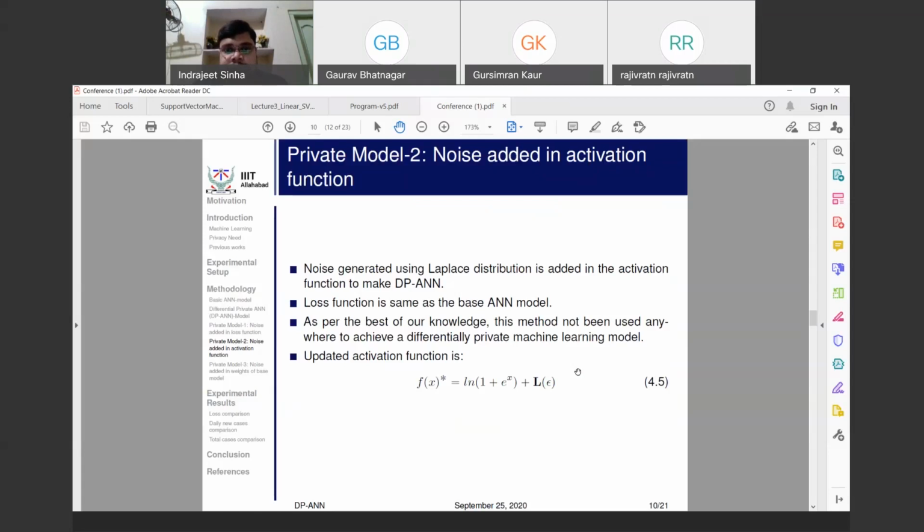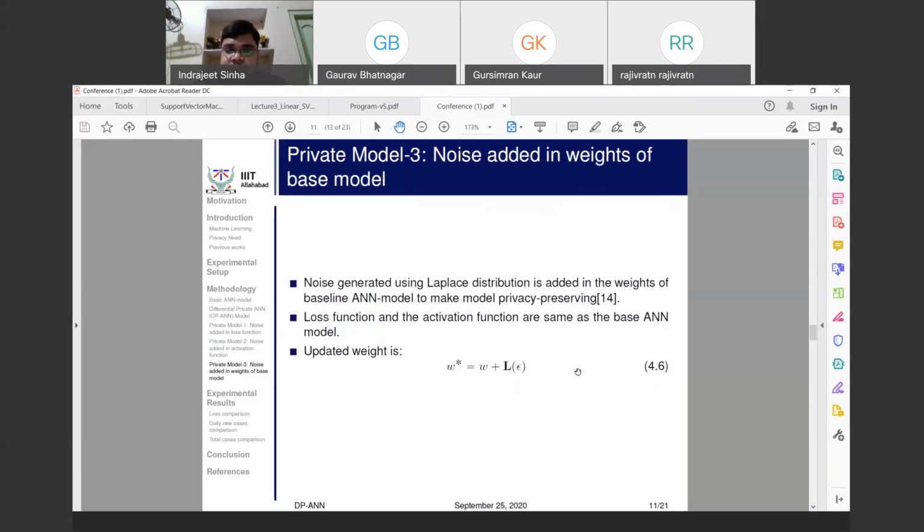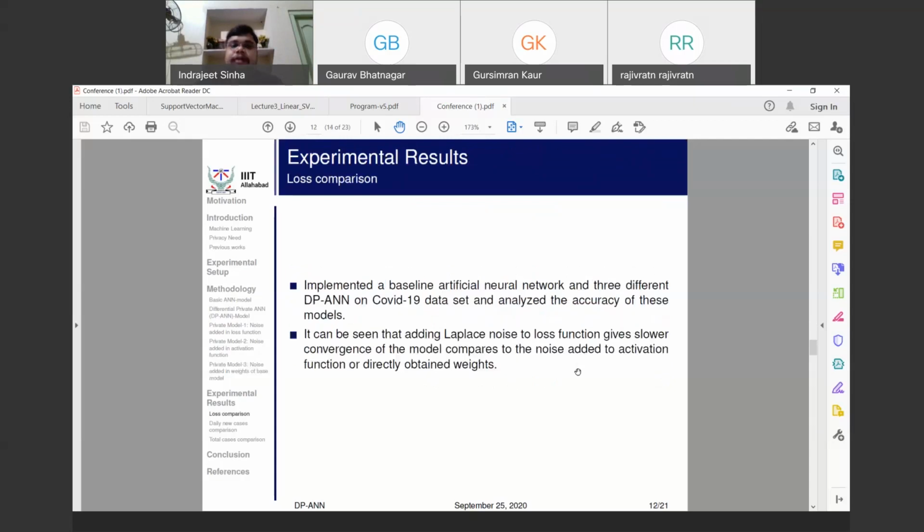In our third model, we have added our noise at the weights. In this model, we make sure that the loss function and activation function are the same as the base NN model, and the updated weight is the addition of some noise from the Laplace distribution, and this is our updated weight. All these models are differentially private, which makes our basic model protected.